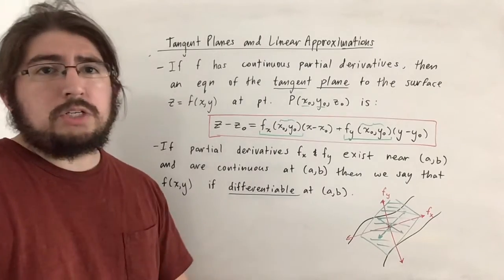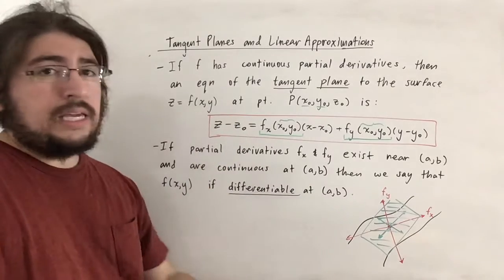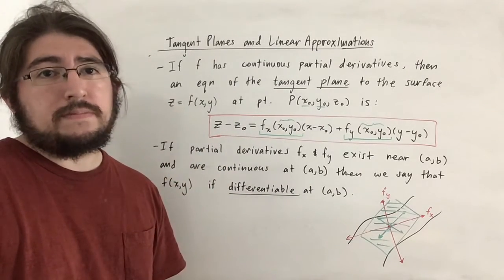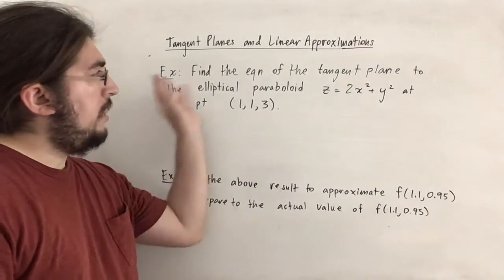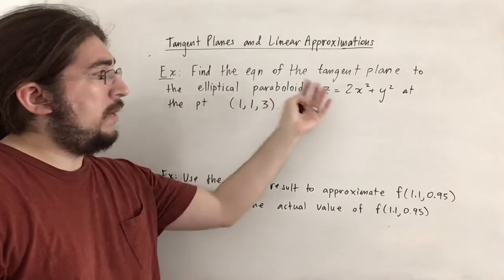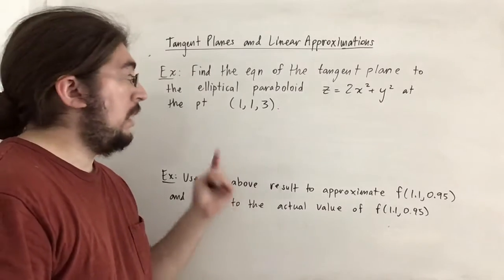So now I want to erase this and then do an example where we actually find the equation for a tangent plane of a given function of 2 variables. Okay, so here we have this example, and then afterwards we have this follow-up question. Here we're asked to find the equation of the tangent plane to the elliptical paraboloid z equals 2x squared plus y squared at this particular point, 1, 1, 3.